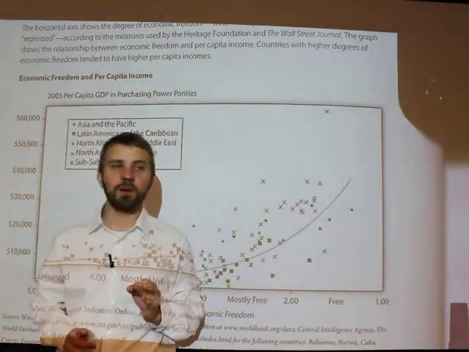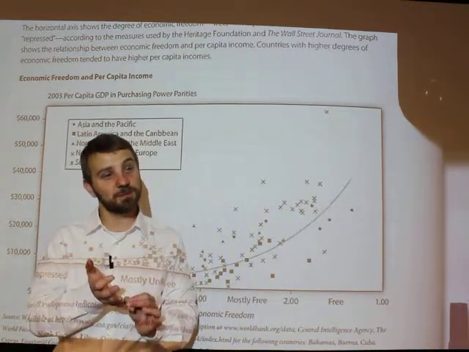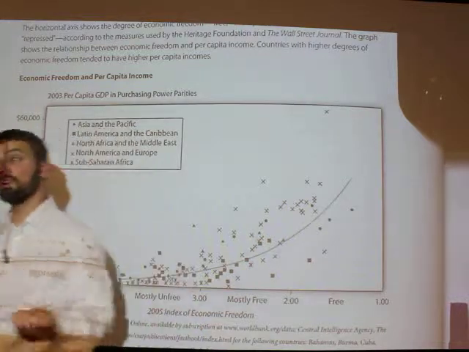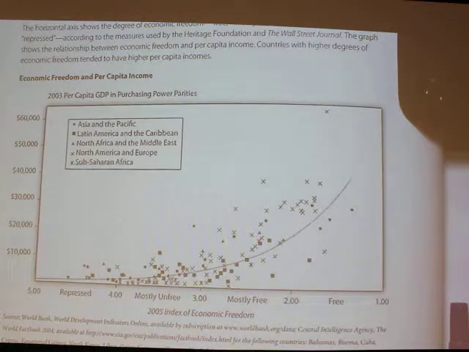But as we mentioned before, there are a lot of problems. The ceteris paribus problem, the fallacy of false cause problem that we should be aware of before we make the conclusion that freedom causes income growth or high incomes. Okay?